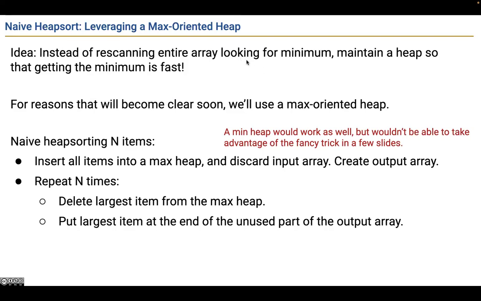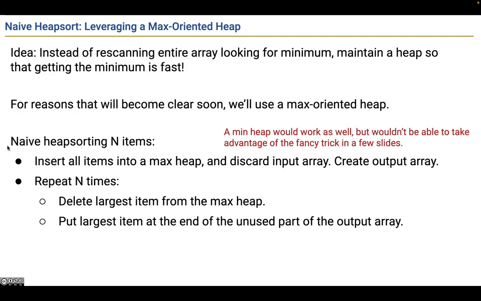If you remember the heap or the priority queue, what was a heap really good at? A heap was good at telling you what the smallest item is. That's what the heap was good at. So what if, instead of spending all that time scanning over and over again to find the smallest item, I used the heap to help me find the smallest item quickly? So let's try and do that.